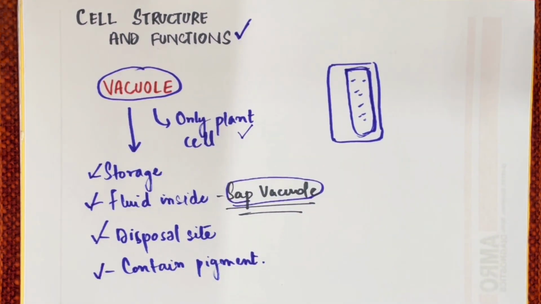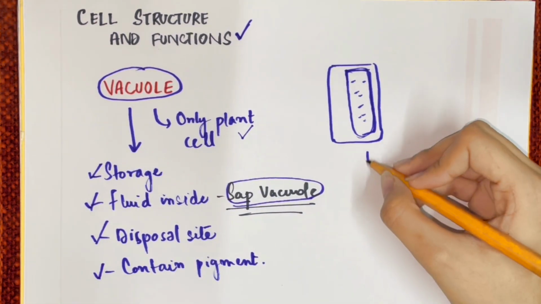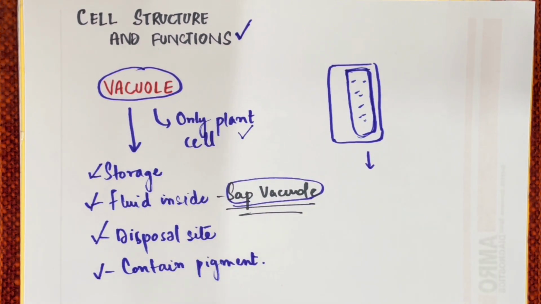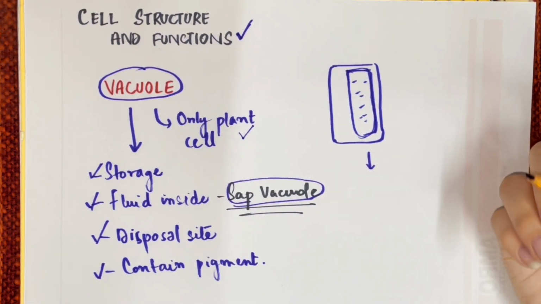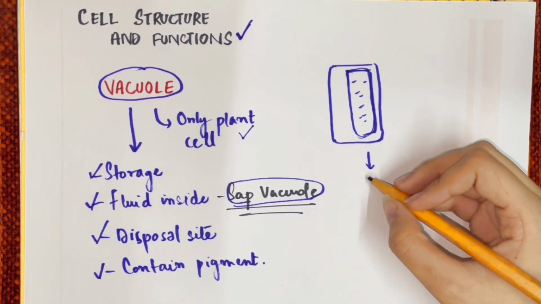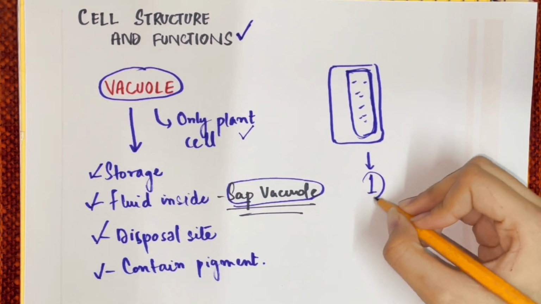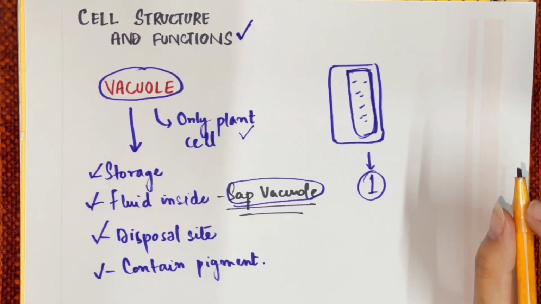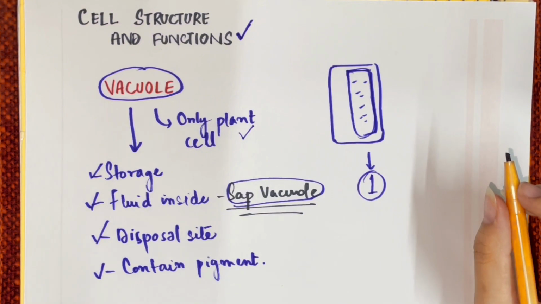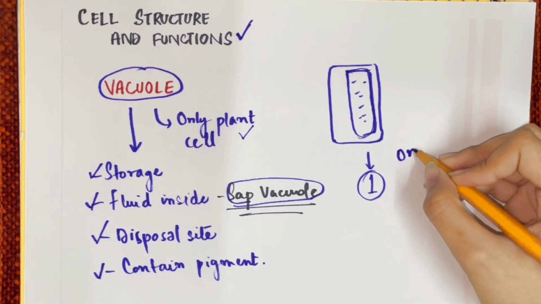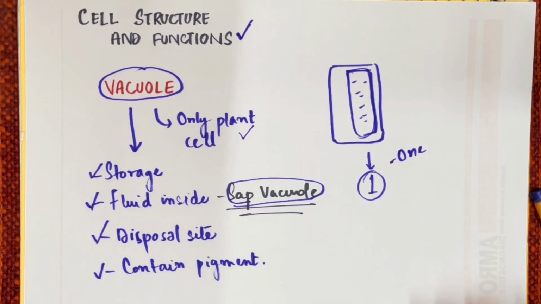All right. Also remember that in a plant cell, wherever a vacuole is present, there is only one vacuole. None of the cells has more than one vacuole inside, or it only resides on the one vacuole in itself. Well, that's it for the functions.